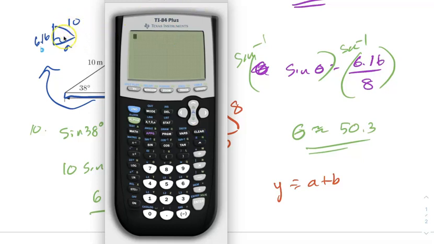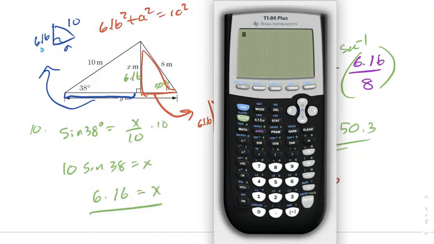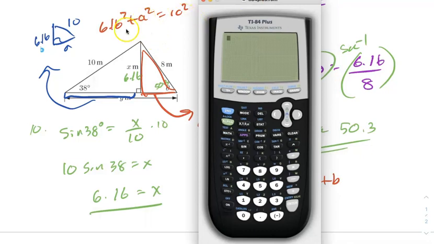So in this case, it's going to be 6.16 squared plus a squared equals 10 squared. So a squared is going to equal 10 squared minus 6.16 squared. So 10 squared minus 6.16 squared, then square root it. So my a here equals approximately 7.877. So that's this part.